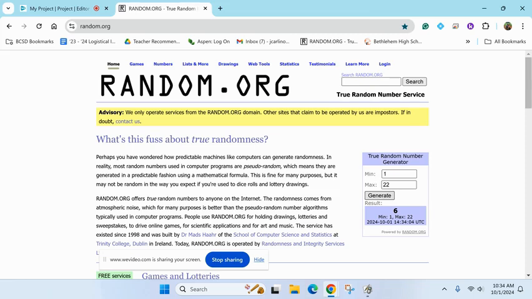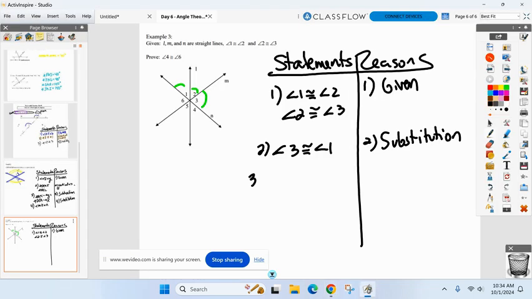Lucy? Angle 1 and angle 4 are vertical angles. So that makes them congruent. Okay, I'll start there. 1 is congruent to 4. I like that statement because it involves angle 4, and that's in my proof. Vertical angles are congruent.